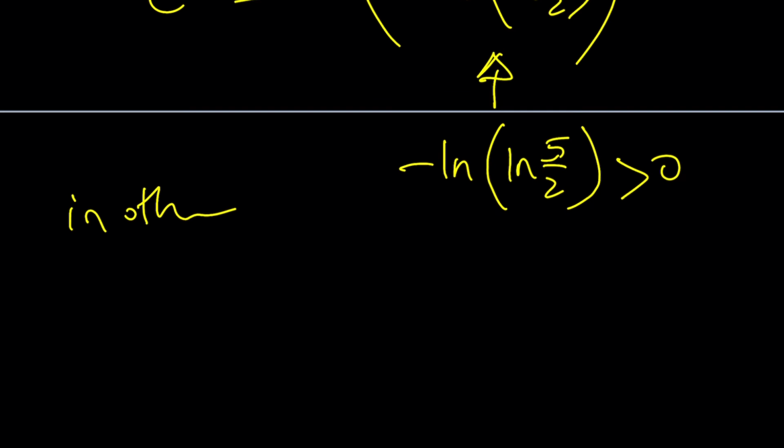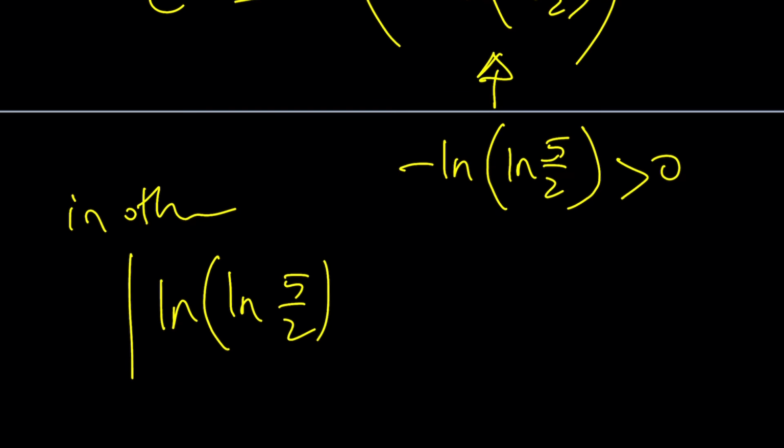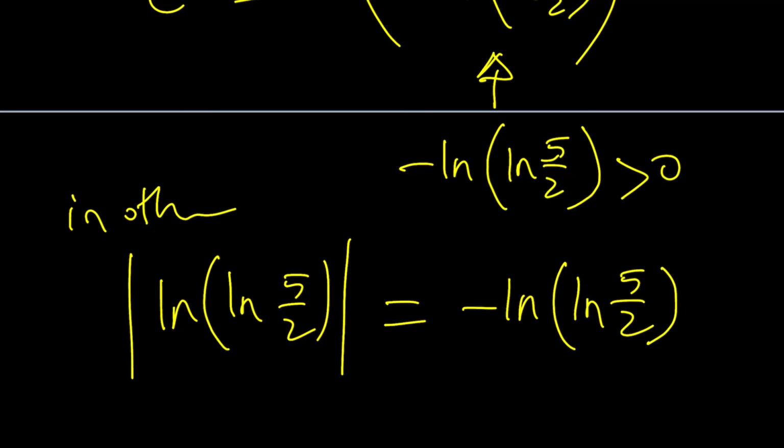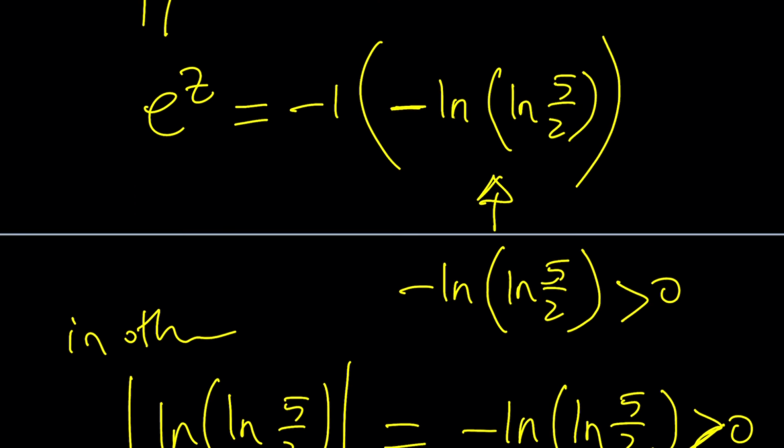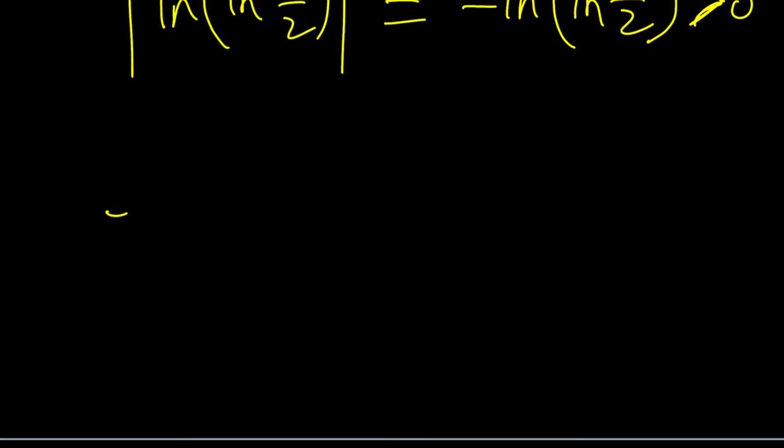In other words, the absolute value of ln 5 halves is equal to the opposite of ln 5 halves because that's a negative number. Now it is positive. Make sense? Okay, this is greater than 0. Trust me on that one. And now here's what we're going to do. Since we have e to the z equals a negative number and we kind of put the negative 1 in the front, now we're going to do a little bit of hocus pocus.